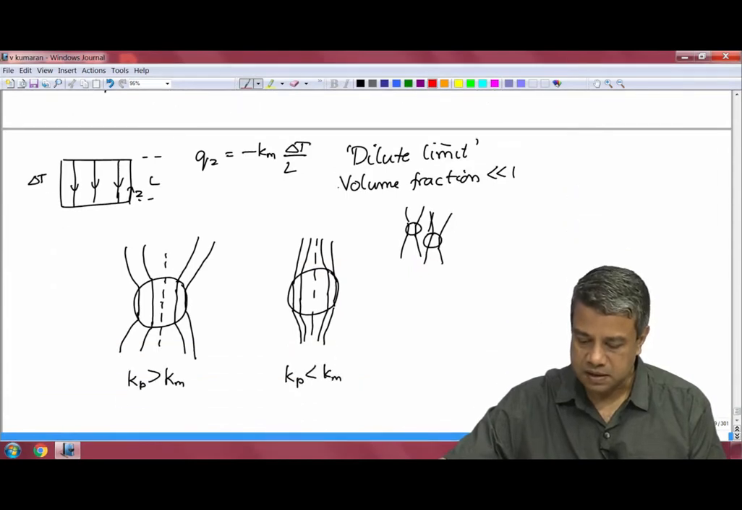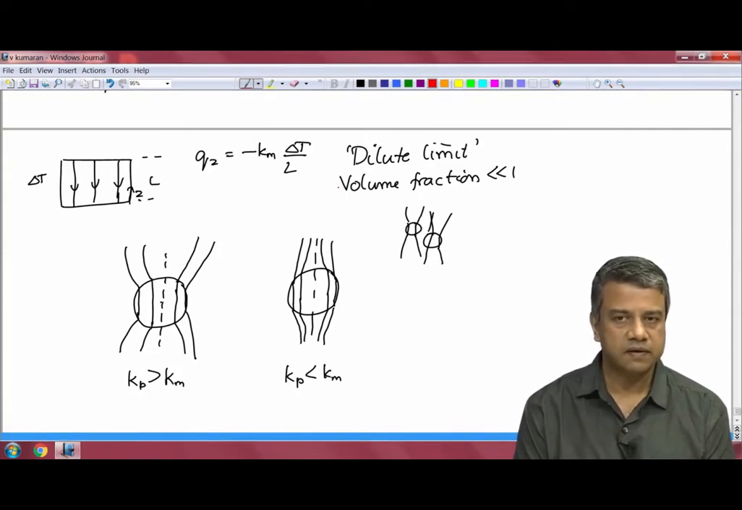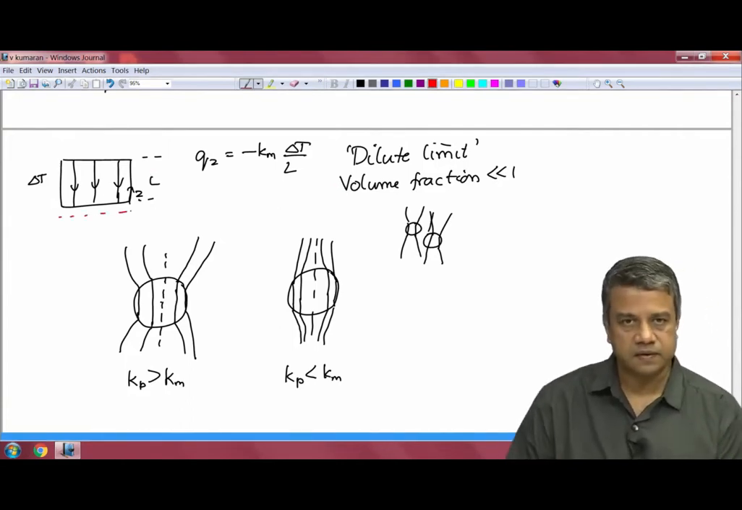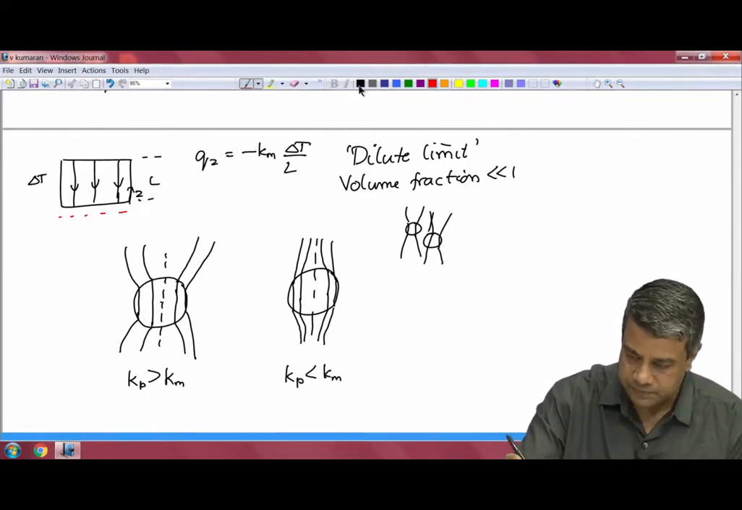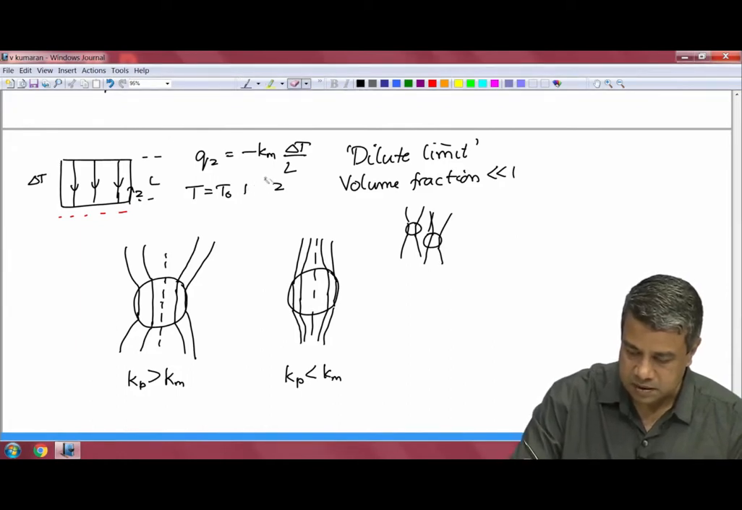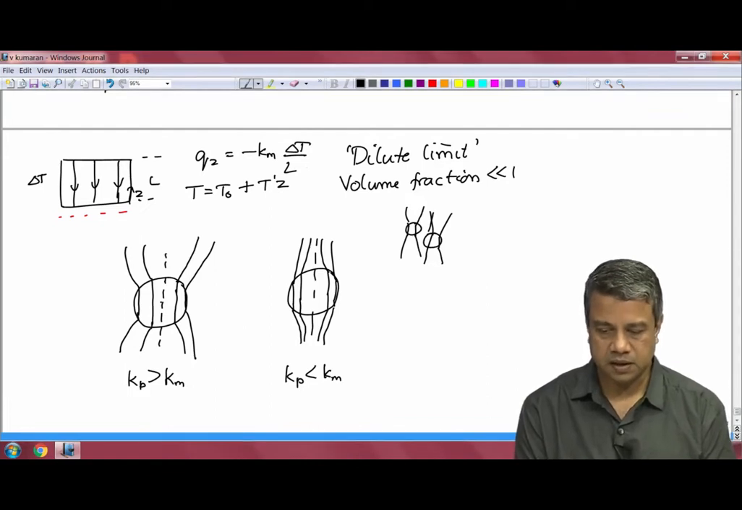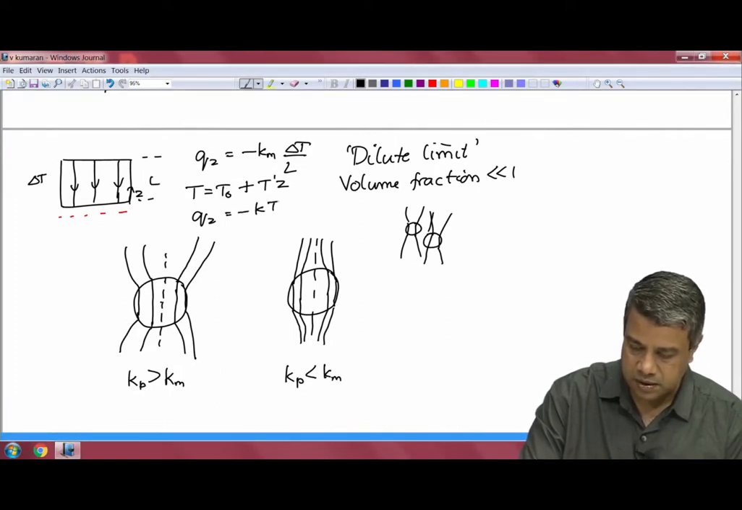As I had explained in the last lecture, if you did not have any particles, the heat flux lines would just be straight lines which would go from one surface to the other surface. The temperature would have a linear variation. So, T will be equal to T naught plus T prime Z, where T prime is the temperature gradient, delta T by L, and Q_z will be equal to minus K into T prime in this case.